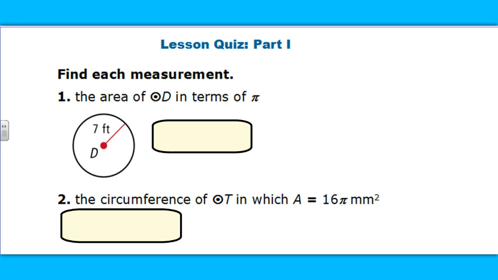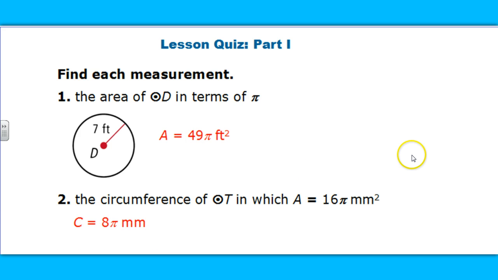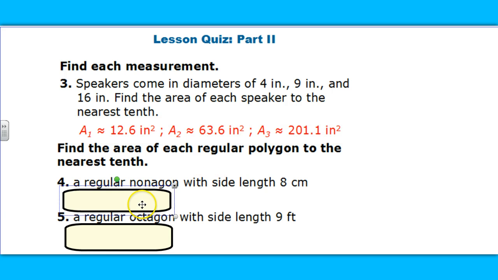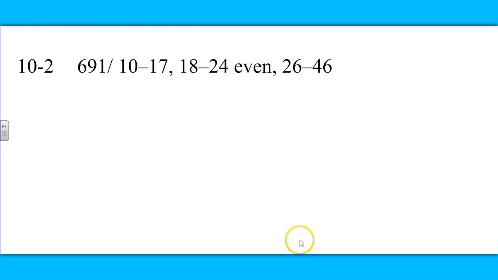Okay, try this lesson quiz, and please come back and check your work. Number 1, 2. Please pause, come back. Do try this and check your work. And for a nonagon, 9-sided, and for the octagon we have an 8-sided, right? And there you go.